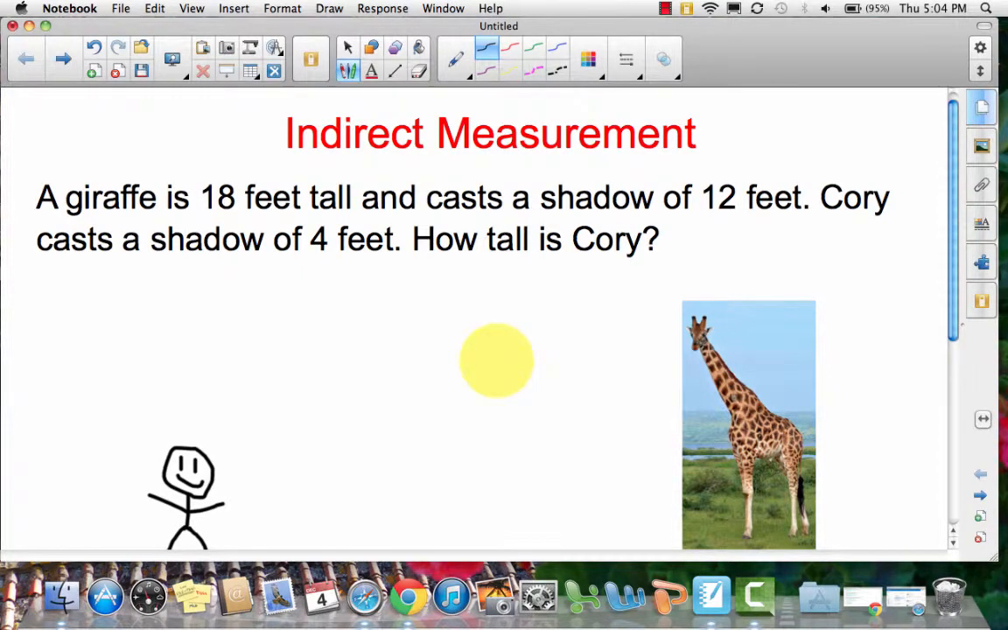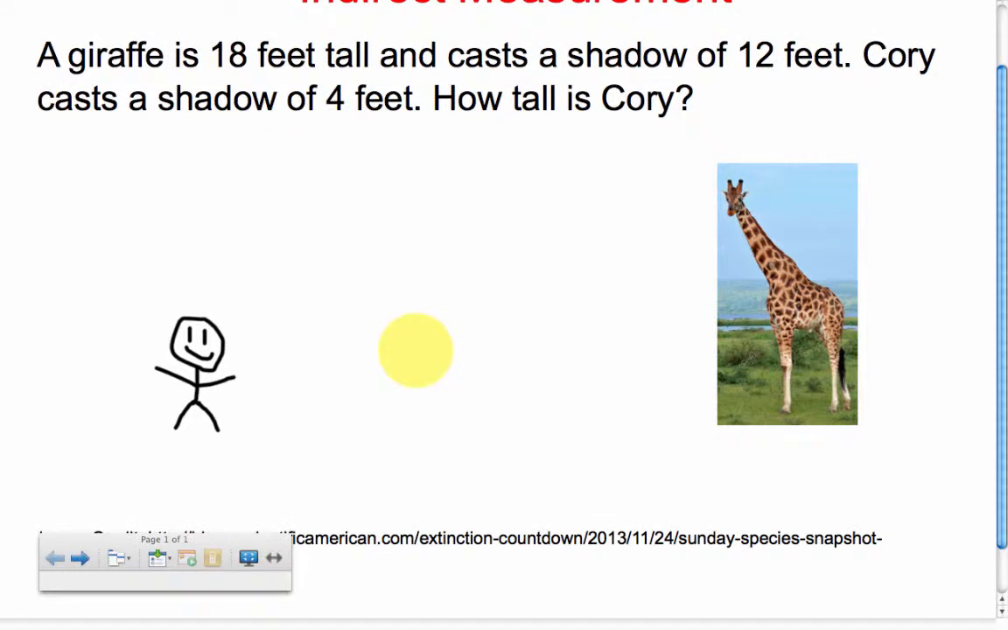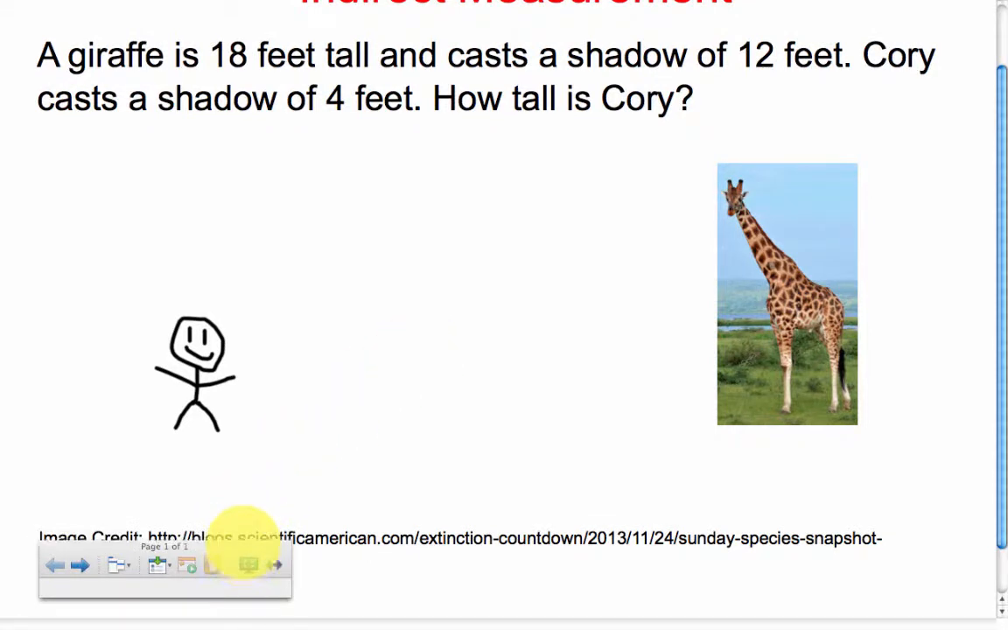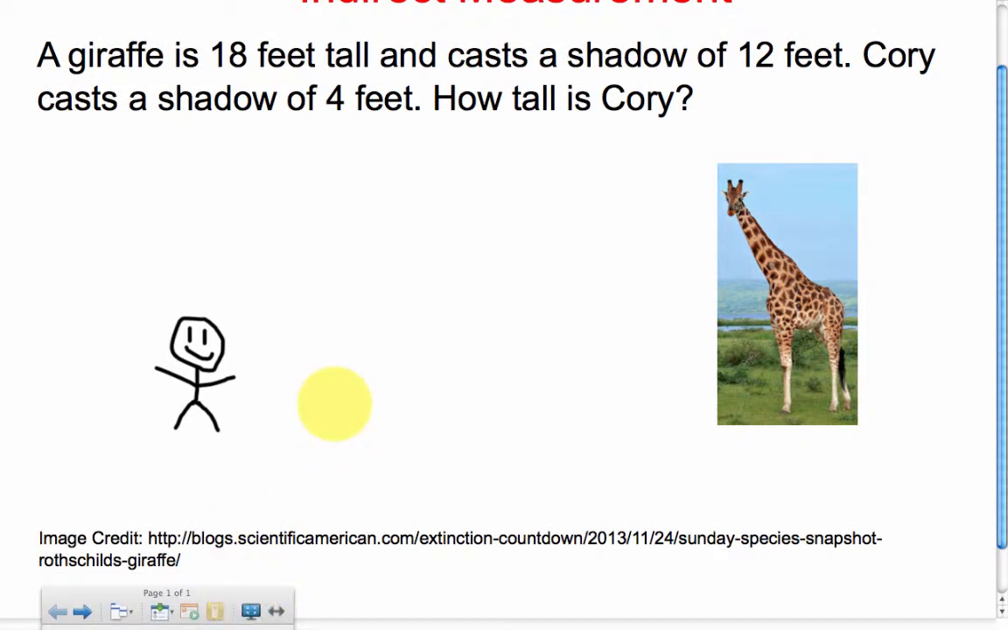Here we have an example of how to use indirect measurement to solve a word problem. So in this problem you see we have a giraffe is 18 feet tall and casts a shadow of 12 feet. Corey casts a shadow of 4 feet. How tall is Corey?